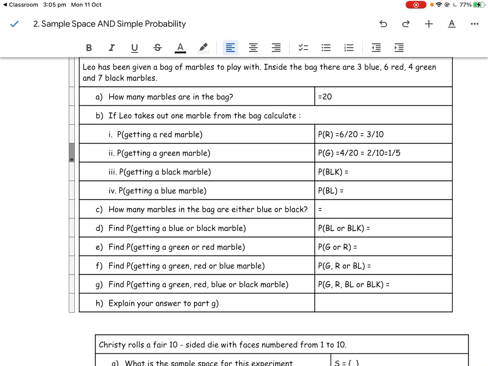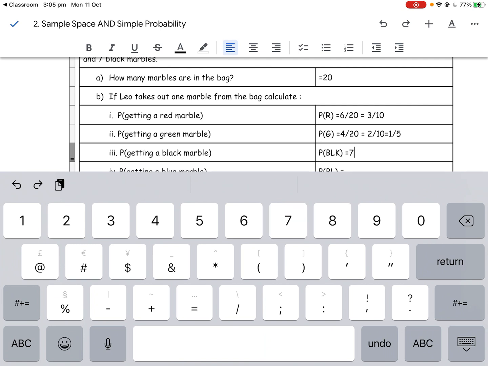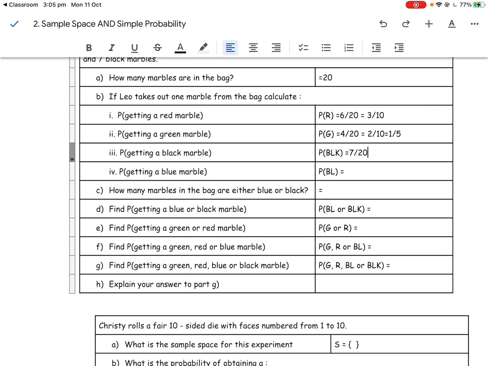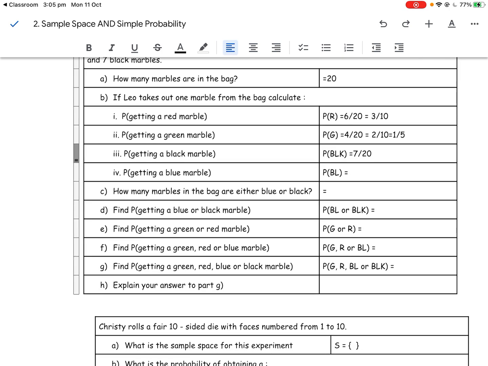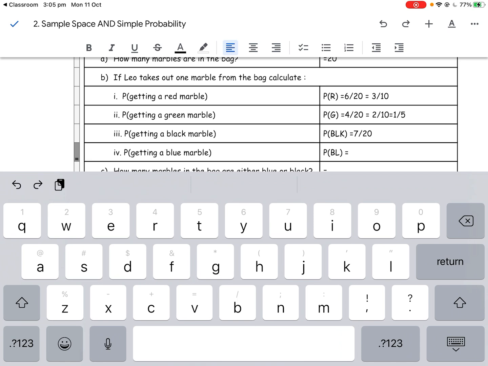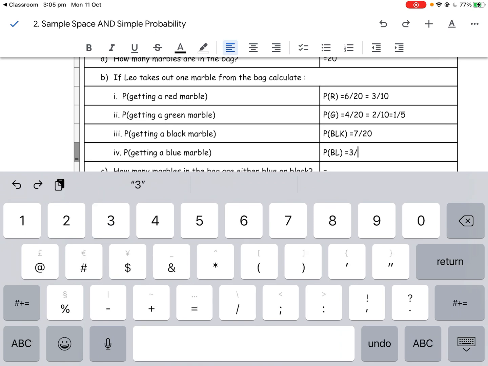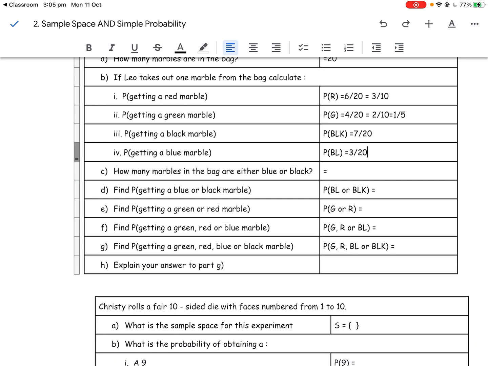Next one, getting a black marble. Alright, how many blacks are there? 7 out of 20. Can we reduce that fraction? No, I don't think we can. Getting a blue marble. There are 3 blue marbles. So 3 out of 20. Can we reduce that fraction? No, I don't think so.